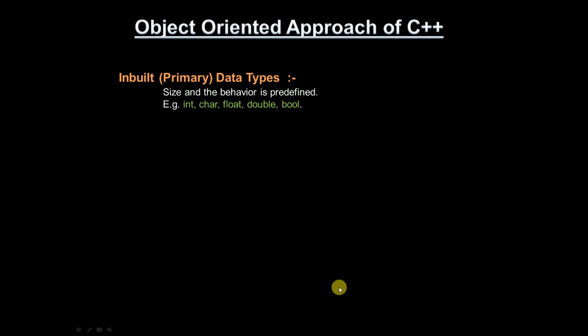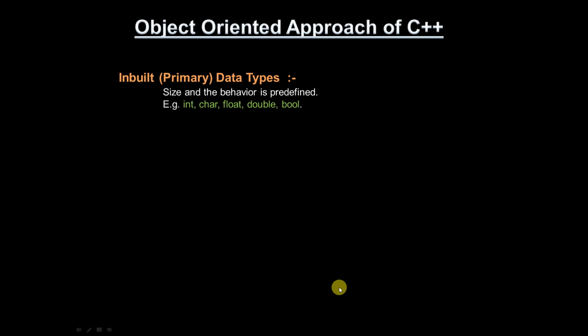In this object oriented approach of C++, we have to mainly talk about data types before discussing class and objects. You might have already heard about inbuilt data types and user defined data types, right? So what are inbuilt data types? Inbuilt or primary data types, we can also call them primitive data types.